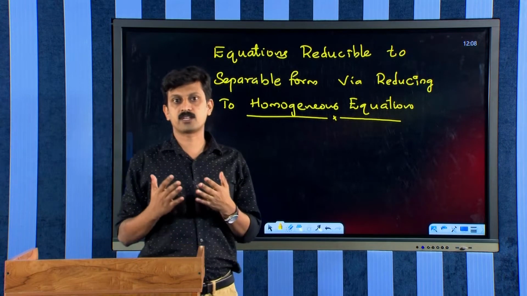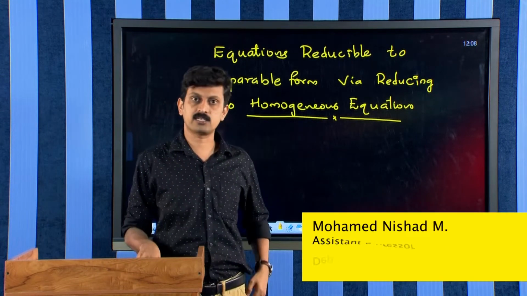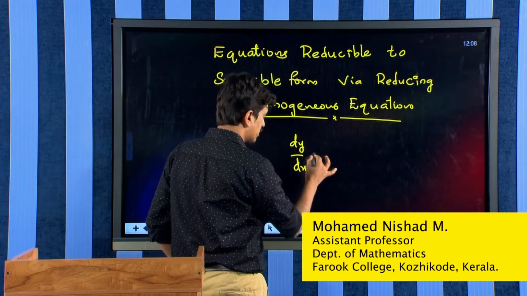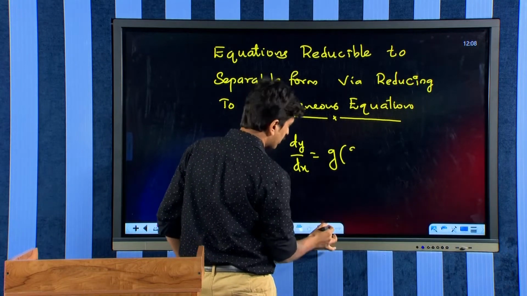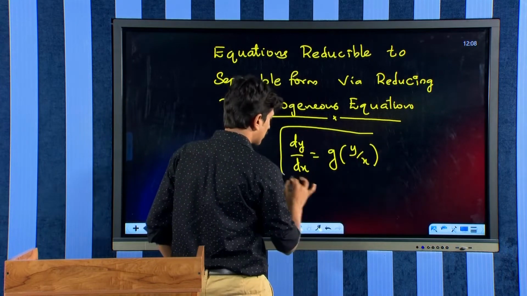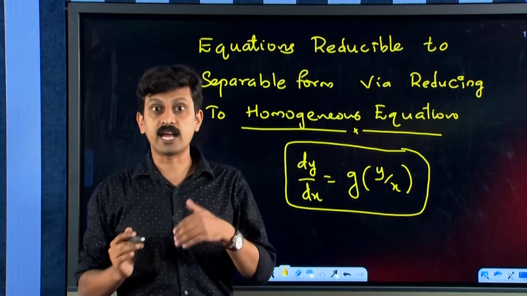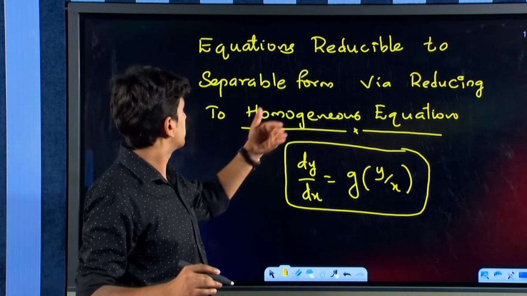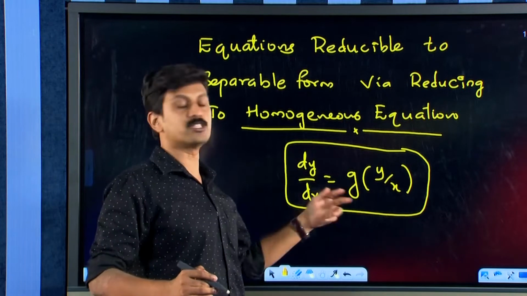Some differential equations may not be homogeneous. We discussed before that dy by dx equals g of y by x is a differential equation of homogeneous form. While some differential equations may not be homogeneous, they can be made homogeneous. So we can reduce such an equation to separable form by first reducing it into homogeneous form.